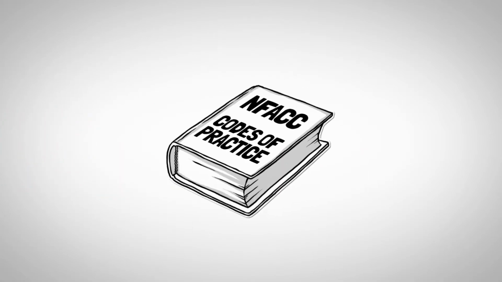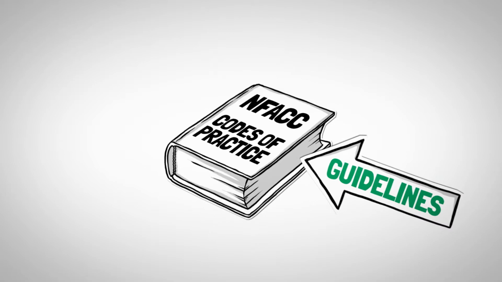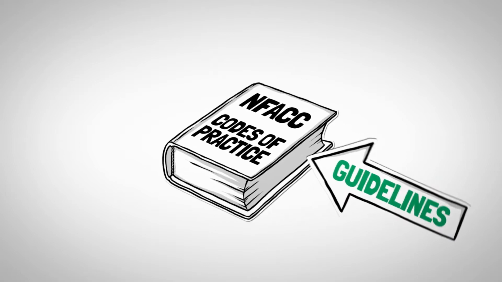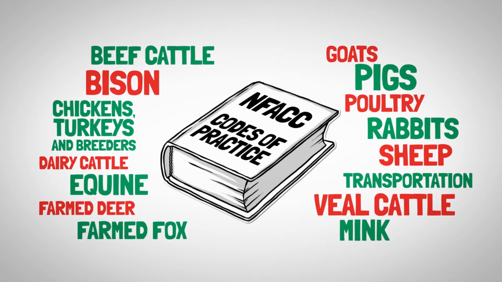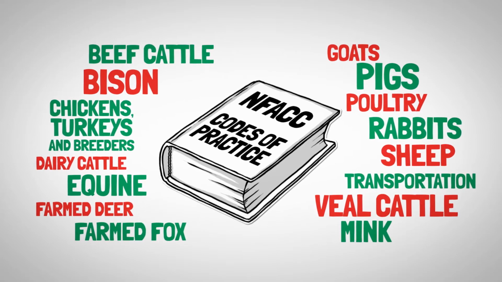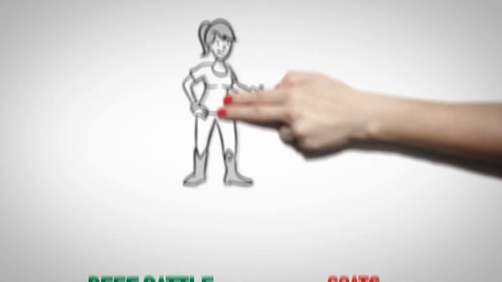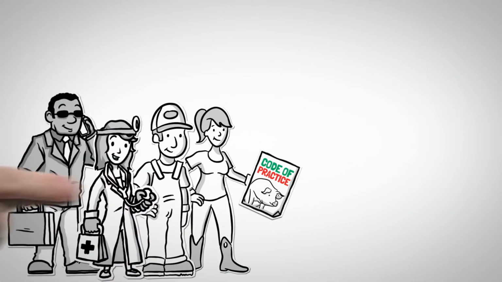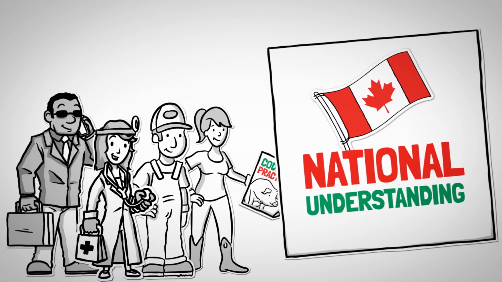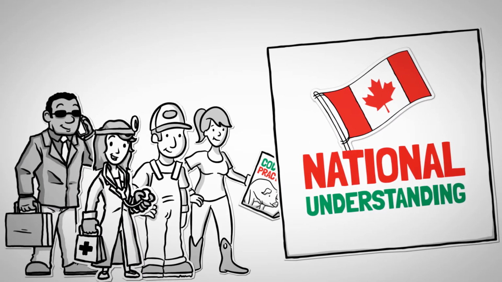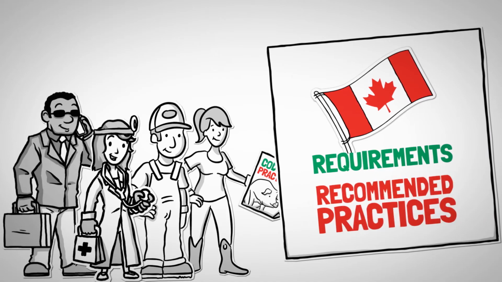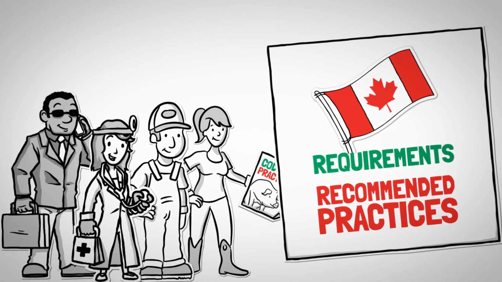The codes of practice are nationally developed guidelines for the care and handling of farm animals. Canada has codes of practice for almost all types of farmed livestock and poultry. Canada's codes have multiple users and audiences. They serve as our national understanding of farm animal care, setting out both requirements and recommended practices.